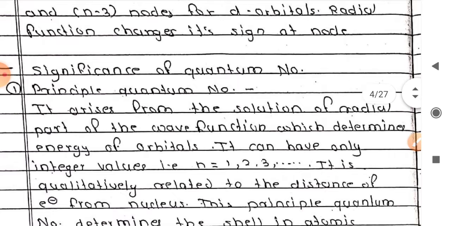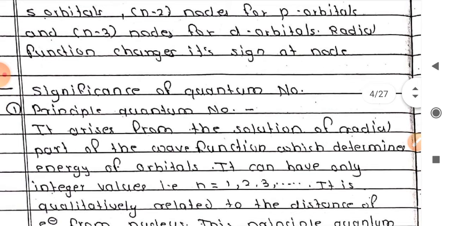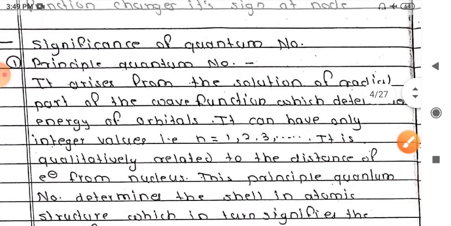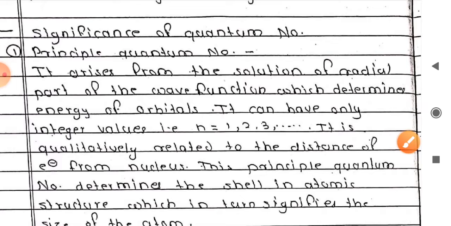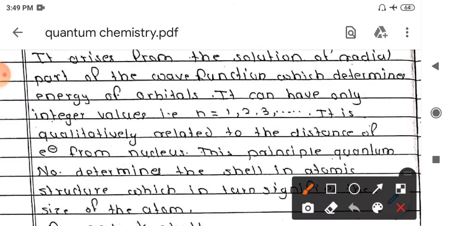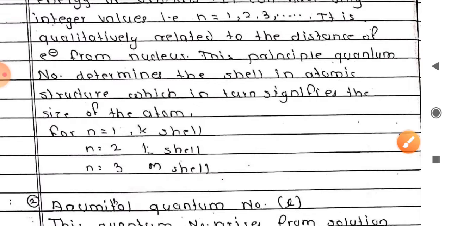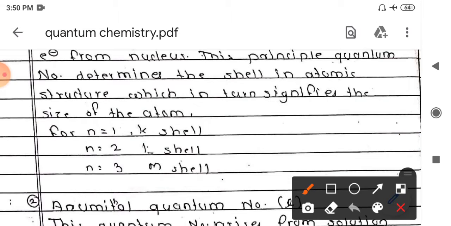First is the principal quantum number. Which symbol is it denoted by? It is denoted by small n. It arises from the solution of the radial part of the wave function, which will determine the energy of an orbital. It can have only integer values, that is n equals 1, 2, 3 and so on. It is quantitatively related to the distance of the electron from the nucleus, so this principal quantum number will determine the shell in the atomic structure.